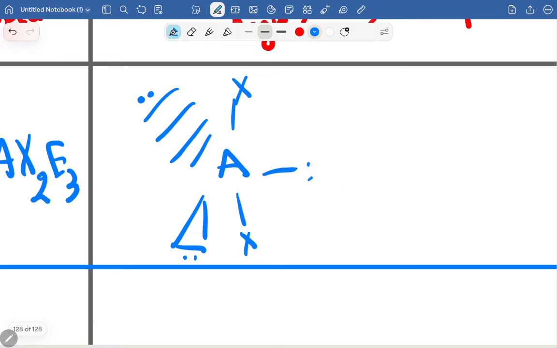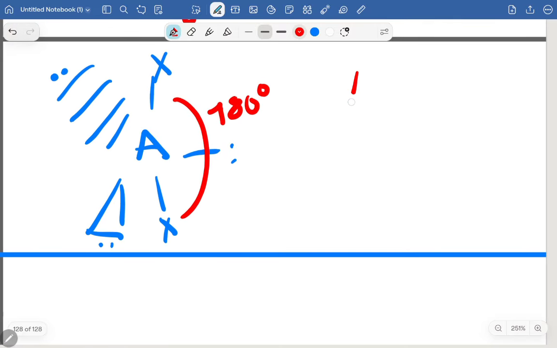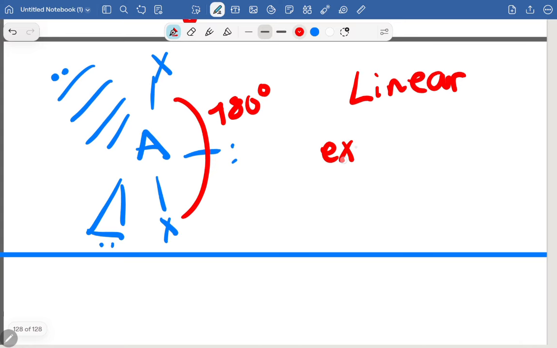Now, the angle here is 180 degrees. Why? Because they need to repel each other as much as possible from all sides. And what does it mean? This means that this is a linear structure. Some examples of a linear structure at AX2E3 are I3 minus and XeF2. Now, just like that, we finished with 5.